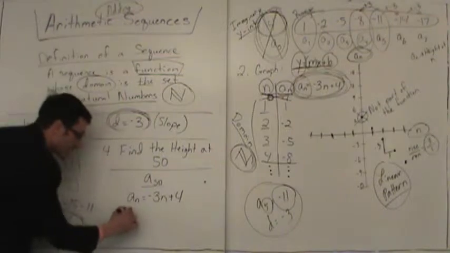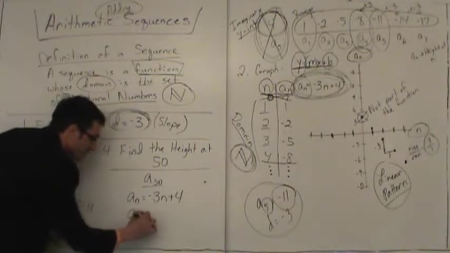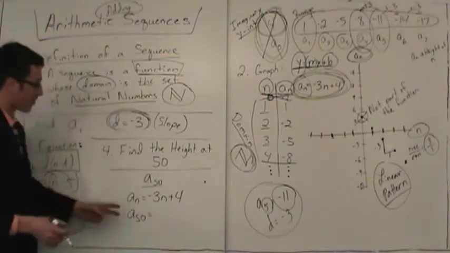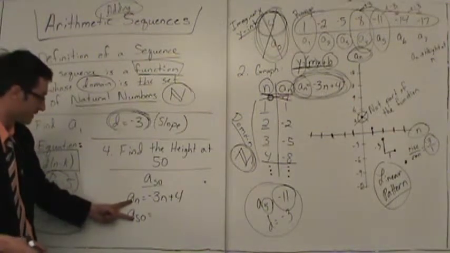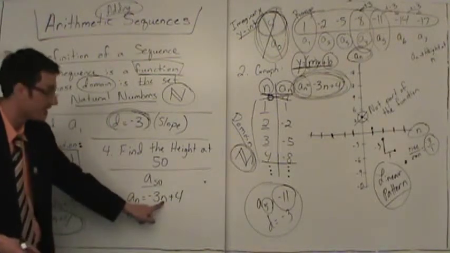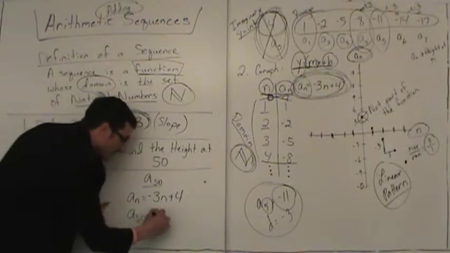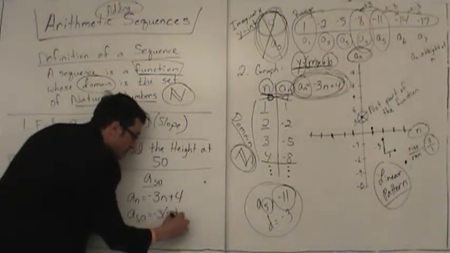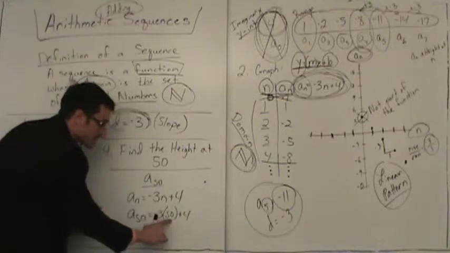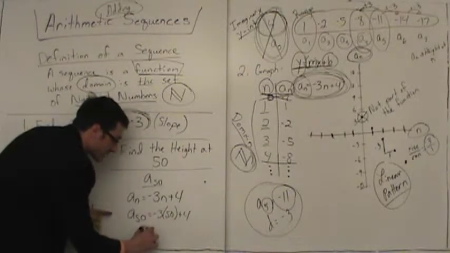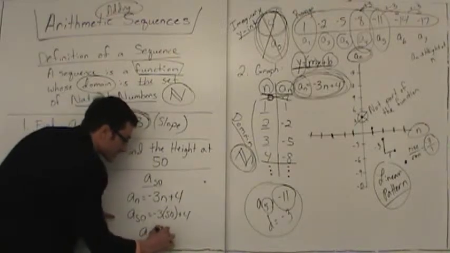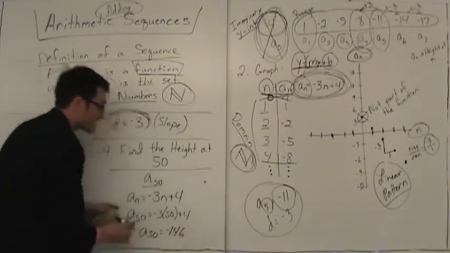So underneath a sub n, I want you to write a sub 50 is equal to negative. Notice, what is replacing n? Hopefully you say 50. Okay, so we're going to replace n with 50 here. So we're going to get negative 3 times 50 plus 4. Negative 3 times 50 is negative 150, plus 4 is negative 146. So we get a sub 50 equals negative 146.